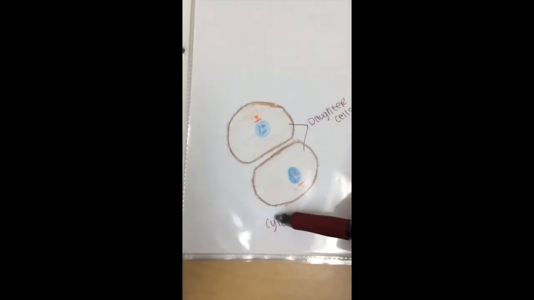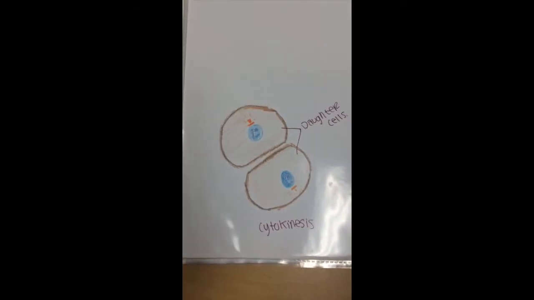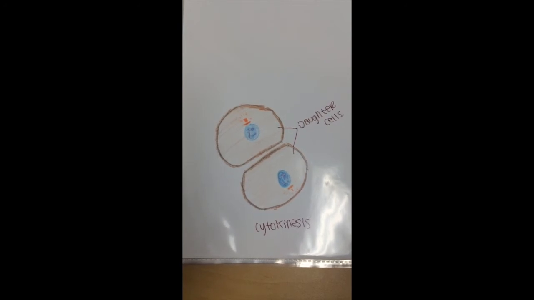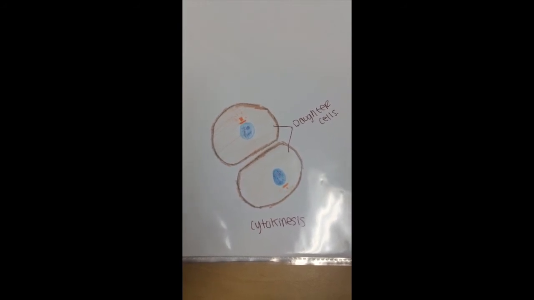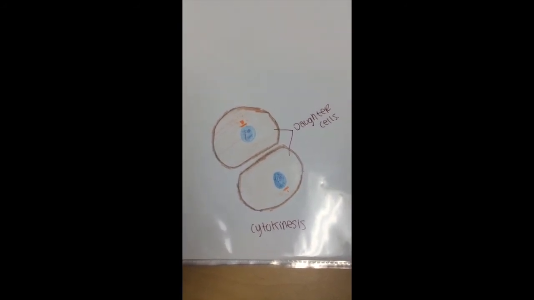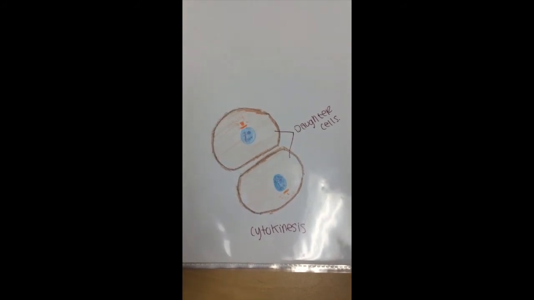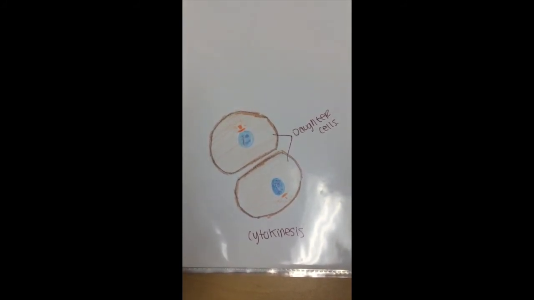This is an illustration of cytokinesis, which is the physical separation of the cytoplasm into two identical daughter cells. Cytokinesis begins at the end of telophase with the formation of the furrow. The completion of cytokinesis marks the end of cell division.